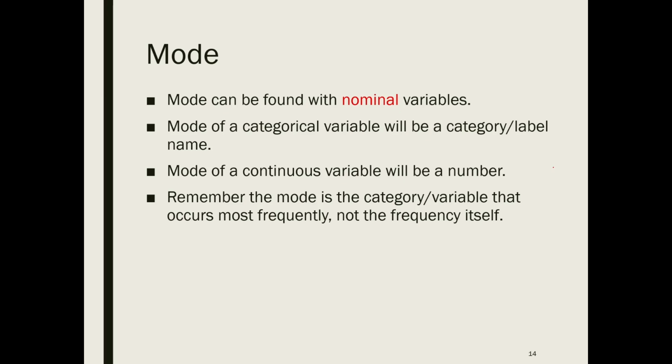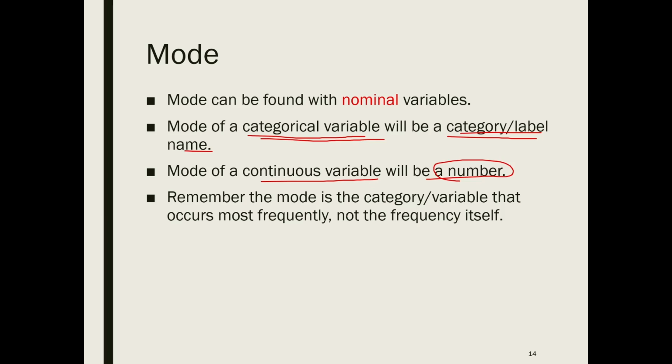Mode can be found with nominal variables because you can count them. Male and female is a nominal variable. How many males, how many females, you can count it. There are 5 males, 10 females. Also, the mode of a categorical variable will be the label name. The mode of a continuous variable will be a number. Of course it will be a number, but the first thing is that a categorical variable's mode will be the label name. This is the one I want you to pay attention to.